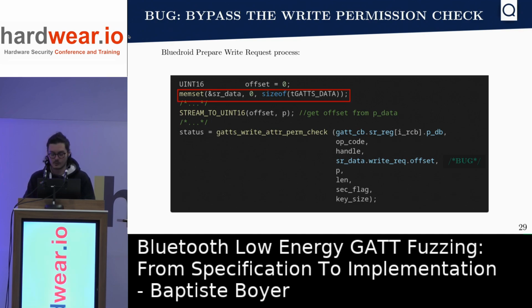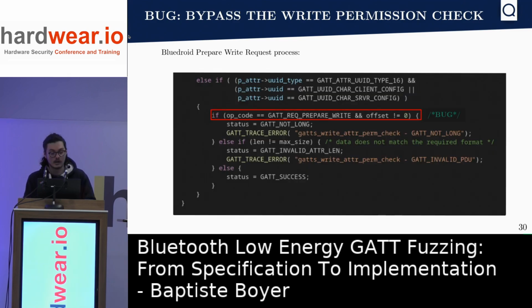So here, what we can see first is that we have a memset that is done on this SR data structure. Okay, so here all its fields are set to 0. Then we have an offset that is obtained from a given pointer. Okay, and in the function that does the checks on the write permission, there is a wrong parameter that is given because this SR data write request offset will always be 0. And this led the stack to answer with GATT success under very specific condition instead of a GATT not long.